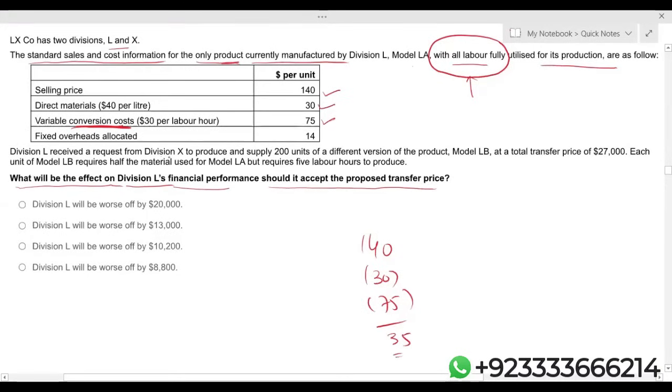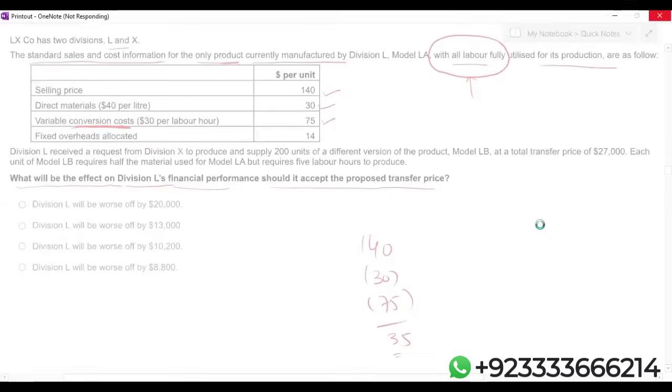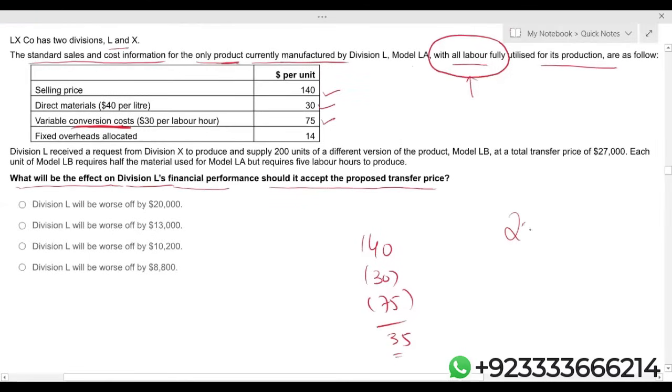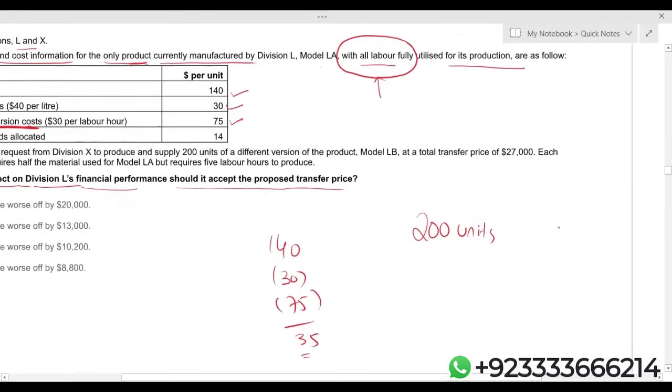Division L receives a request from Division X to produce a supply of 200 units of a different version of the product, model LB, at a total transfer price of 27,000. They are willing to pay you how much? If your division produces 200 units, you will be getting a transfer price of 27,000.